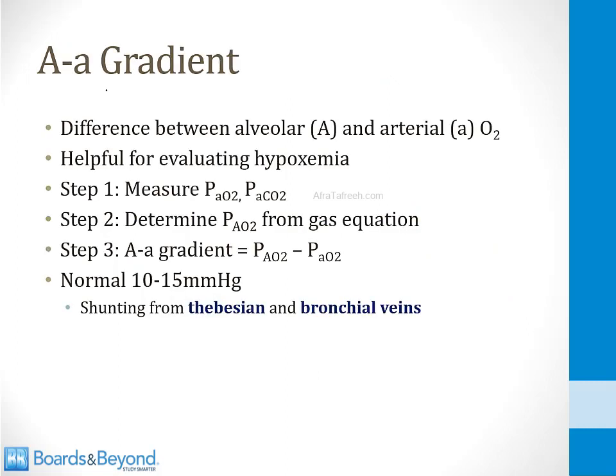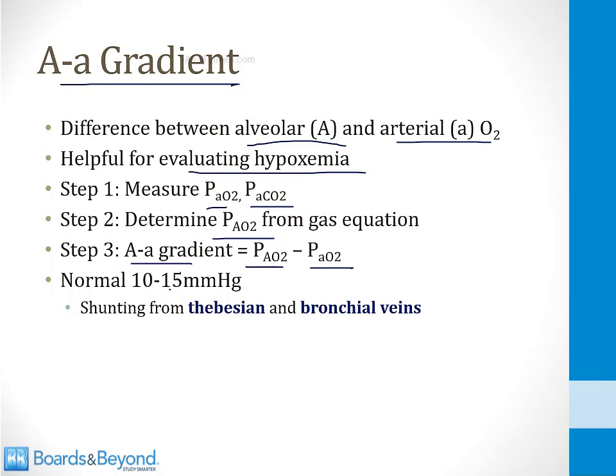So shown on this slide are the directions for how to determine the AA gradient. Remember that it's the difference between alveolar and arterial oxygen, and it's helpful for evaluating hypoxemia, which we'll talk about in a minute. So step one is to perform an arterial blood gas and measure the arterial oxygen content and the arterial CO2 content. You then use the alveolar gas equation to determine the P big AO2. Once you know this, you can determine the AA gradient by subtracting the P little aO2 from the P big AO2. And a normal AA gradient in a healthy person is about 10 to 15.